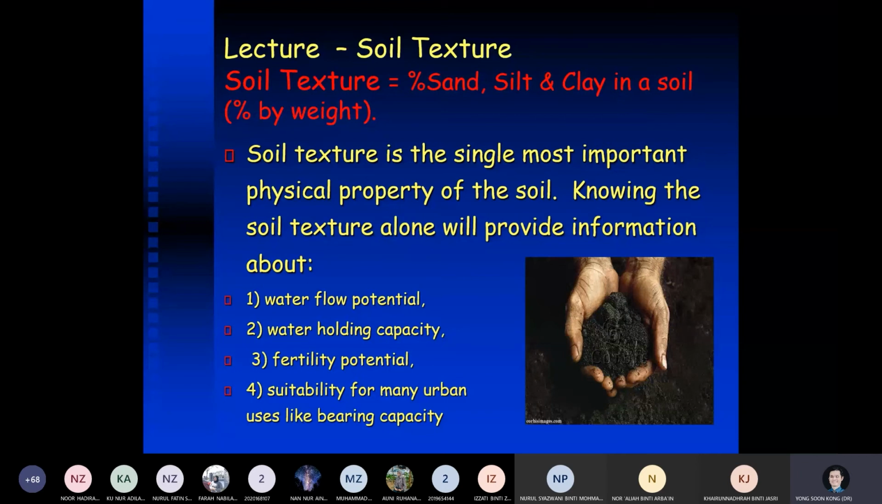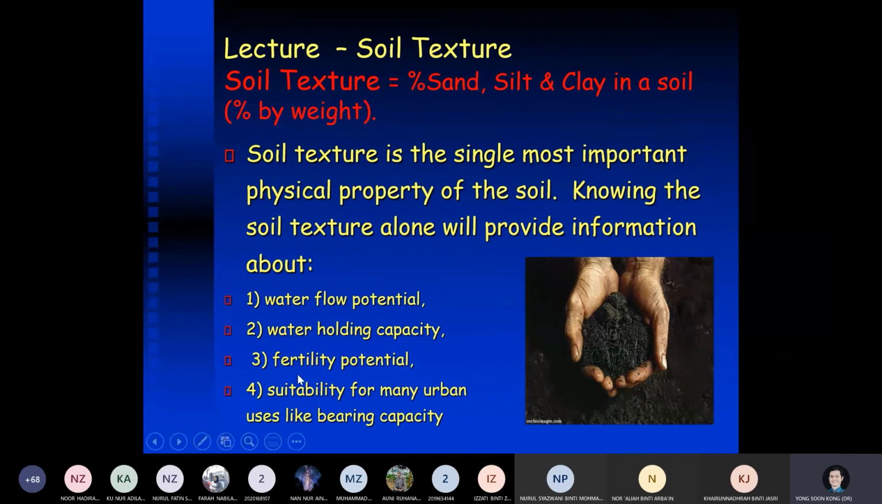Number two, water holding capacity. This one depends on how small your soil particles are. If they are small, they will hold a lot of water. That's why clay is usually associated with a lot of water. When you go to a rice field, sawah padi, it is mostly planted on clay-textured soil, because paddy needs a lot of water, so clay is very good.